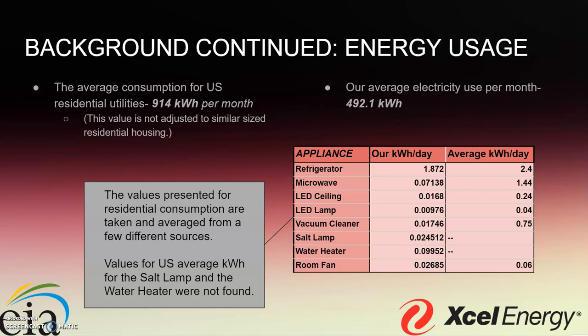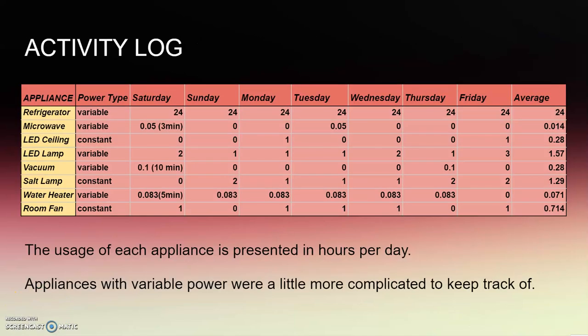I did a little further research on different utilities and their national averages, as I put in this little box here. Since the information from different sources were varying so much, I took the average from multiple different sources to come up with these values for averages. I also noted that I couldn't find any averages for the salt lamp and the water heater, so I don't have any values there. So this is my activity log that I took over the course of a week.